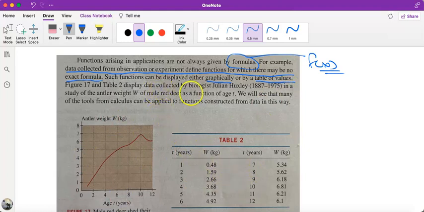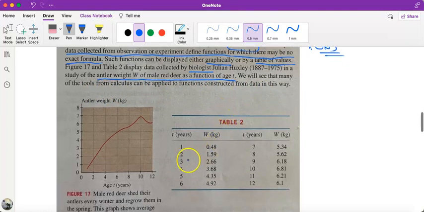And so this data, biologists, so I know that we have some bio majors represented. And so Julian Huxley, back in the day, this is a year before I was born, studied the antler weight of male red deer as a function of age. So in this case, I'm thinking, what's the independent, what's the dependent? We will see many tools from calculus be applied to functions constructed by data.